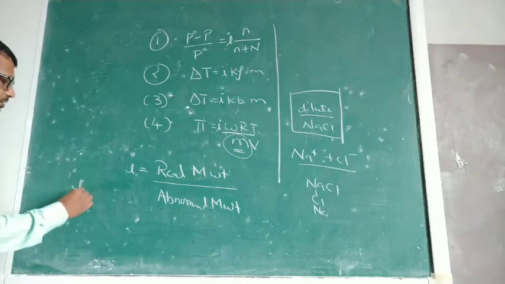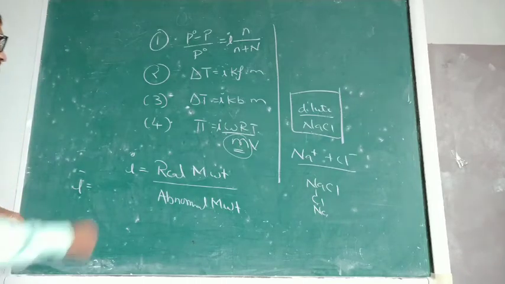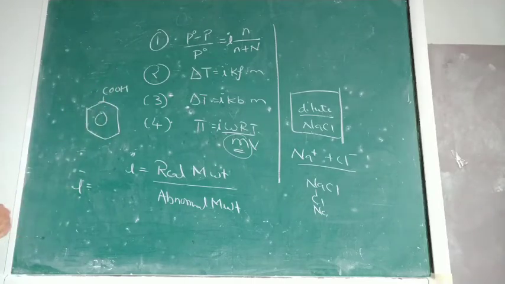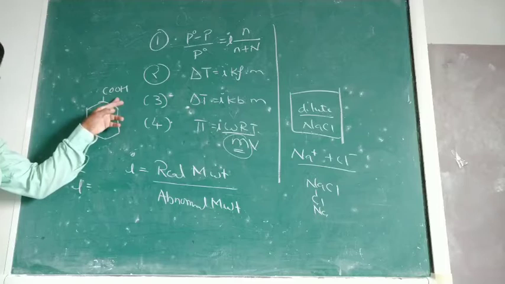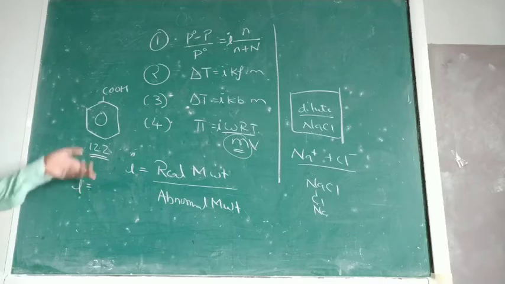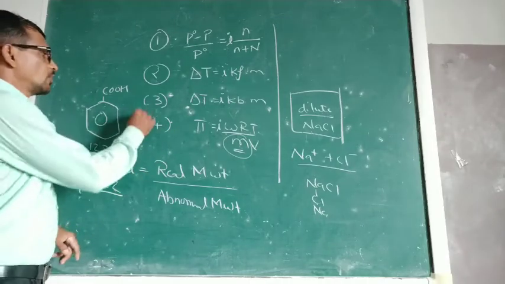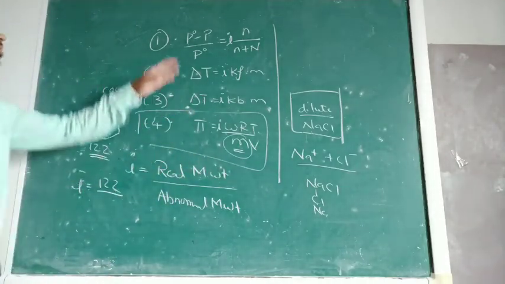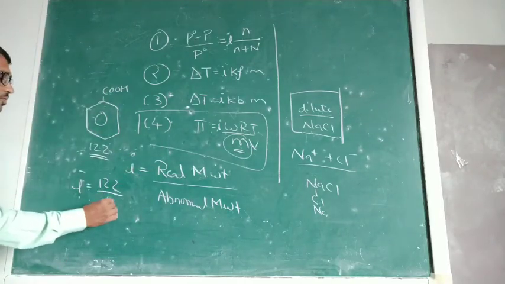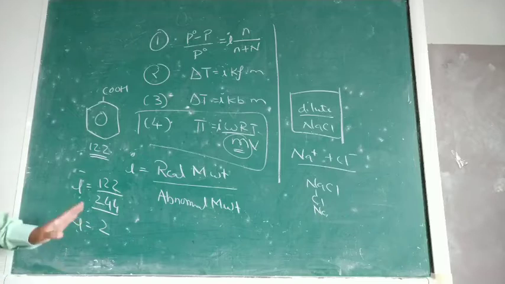We take an example. Suppose the example is benzoic acid, whose structure is a ring with COOH. If you calculate the molecular mass of C6H5COOH, it comes to approximately 122. So the real molecular weight is 122. But suppose you find, with the help of the osmotic pressure method or any other method, that practically it is coming double, so it is 244. Then the van't Hoff factor i is equal to 2.